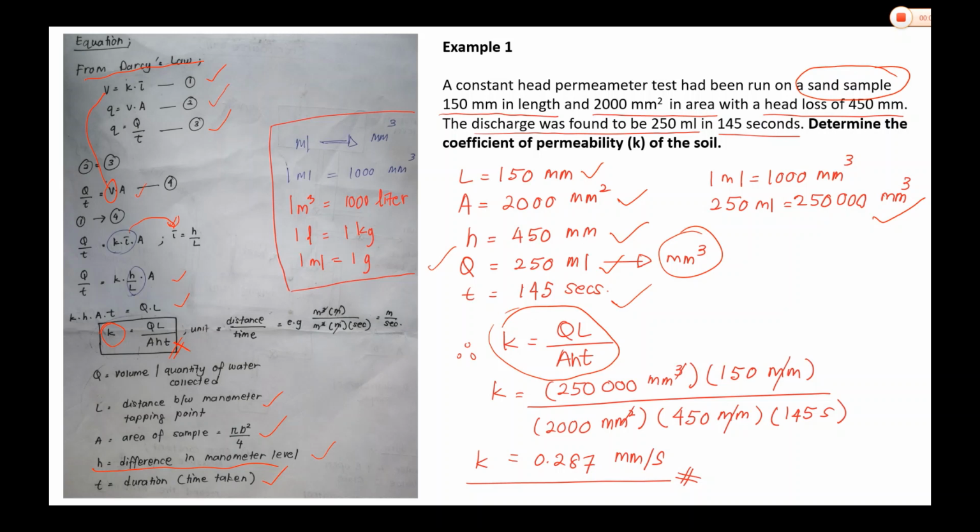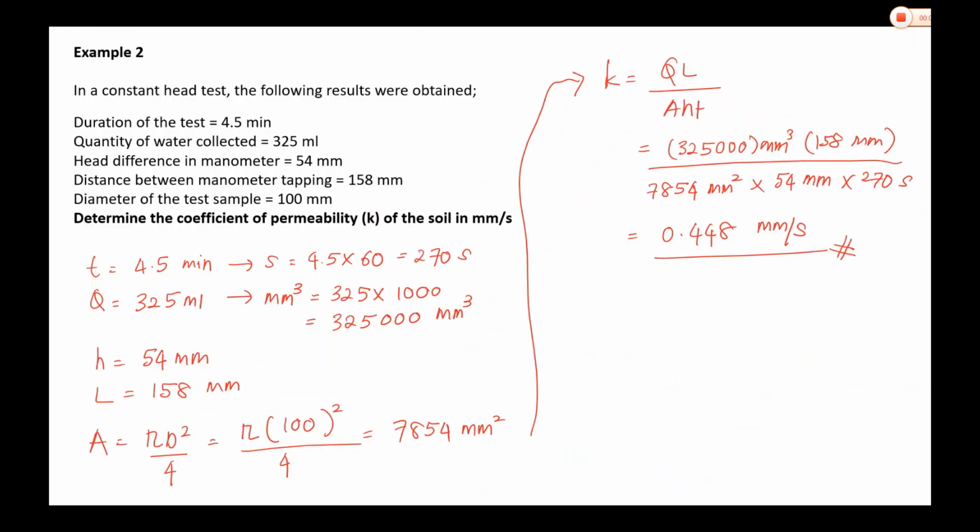Q kita dah tukar 250 mm cube, L 150 kat sini, and then over AHT, area 2000, H 450 and the T adalah 145 second. Okay, you calculate and then you akan dapat this answer. Alright. Okay. And then ini another example.